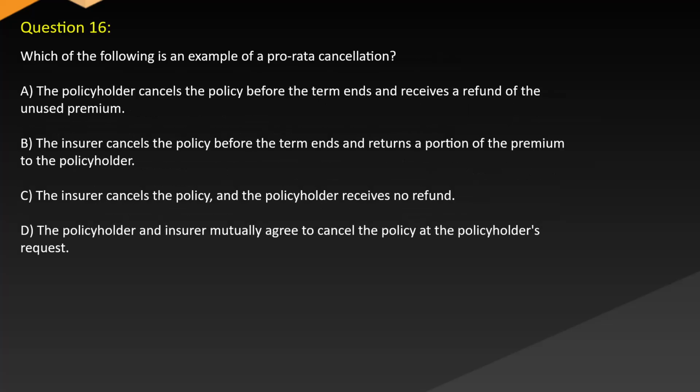Question 16. Which of the following is an example of a pro rata cancellation? A. The policyholder cancels the policy before the term ends and receives a refund of the unused premium. B. The insurer cancels the policy before the term ends and returns a portion of the premium to the policyholder. C. The insurer cancels the policy and the policyholder receives no refund. D. The policyholder and insurer mutually agree to cancel the policy at the policyholder's request.